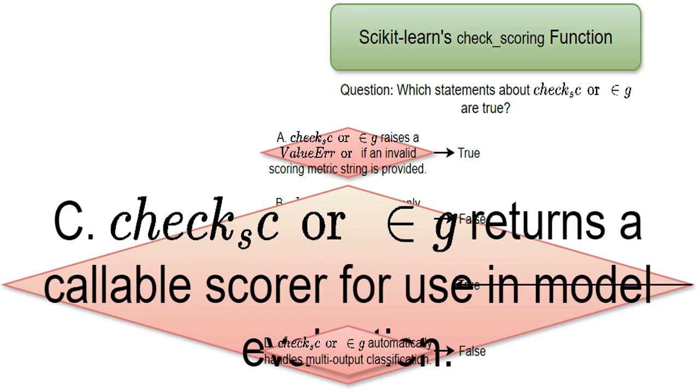This statement is true. Check_scoring gives you a callable scorer. It's a function you can plug directly into other scikit-learn functions, like cross_val_score to evaluate your model. It's like getting a standardized, ready-to-use version of your scoring metric.